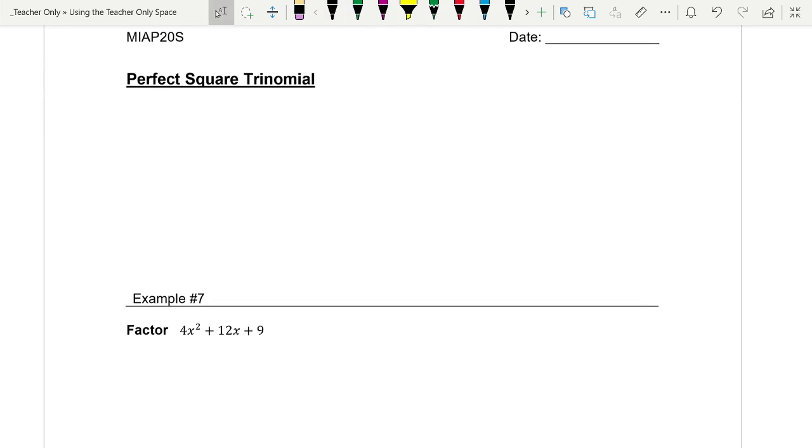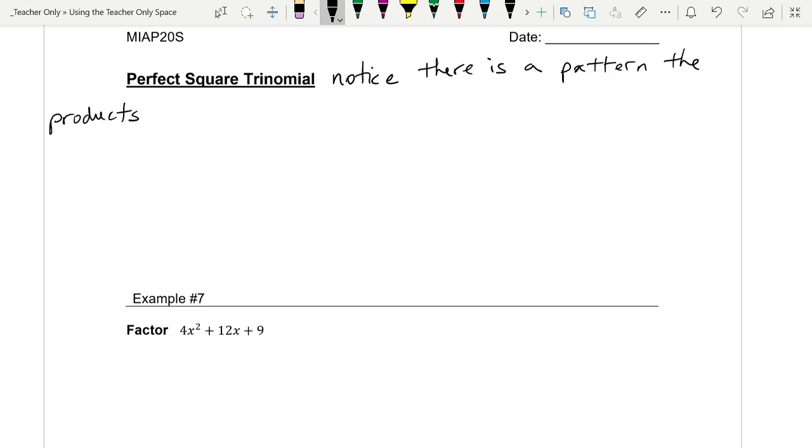The perfect square trinomial. And again, I'm going to start my notes by saying: notice there is a pattern to the products you get when you square binomials.